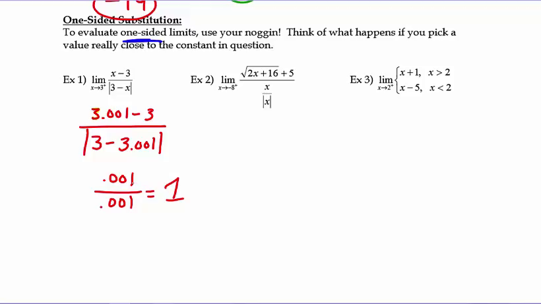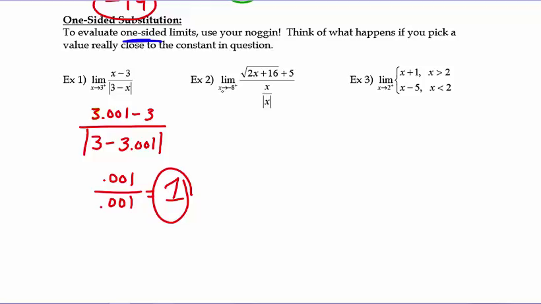Is that always going to happen? Is the top always going to equal the bottom when I come at 3 from the right? Well, yeah, because the difference up here is equal to the difference down there. The difference up here is always positive. So a positive number divided by itself is going to be 1. So that is the value of that limit.